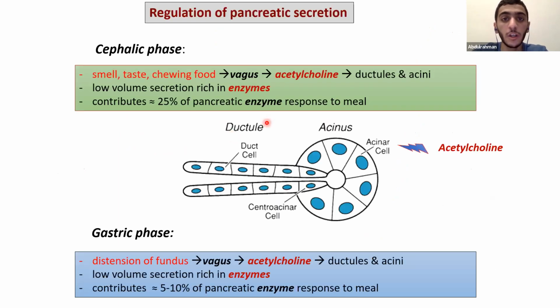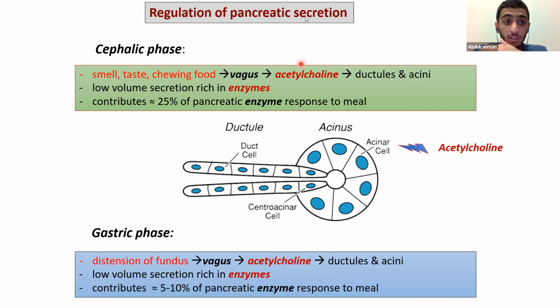Okay, let's start. Now, the regulation of the pancreatic secretions. It's divided into three phases: the cephalic phase, the gastric phase, and the intestinal phase. The cephalic phase is everything happening in the head region, above the neck. The gastric phase is the stomach, and the intestinal phase is the intestines.